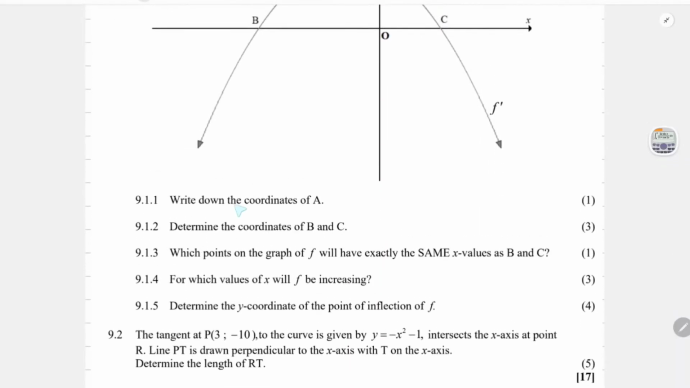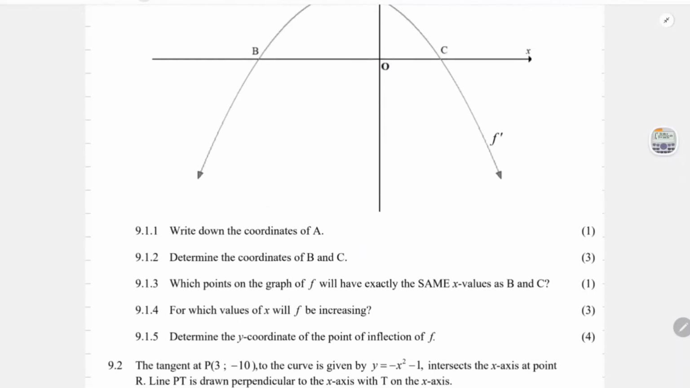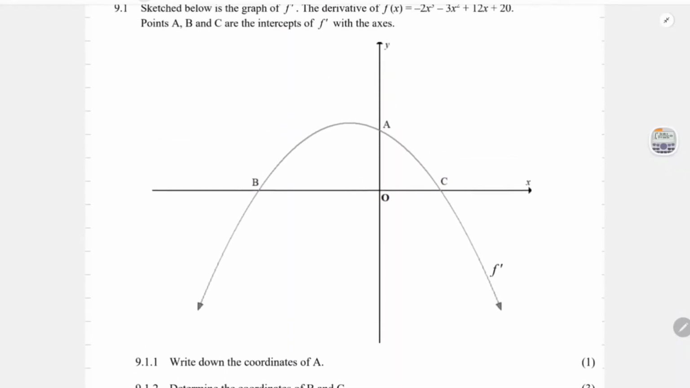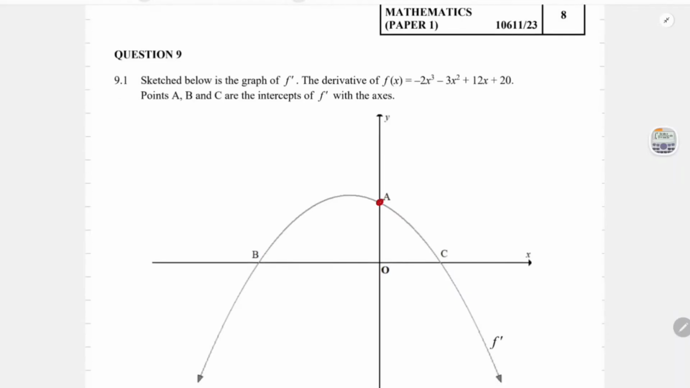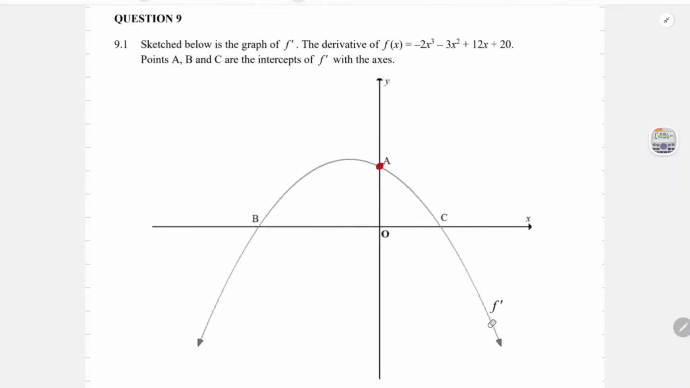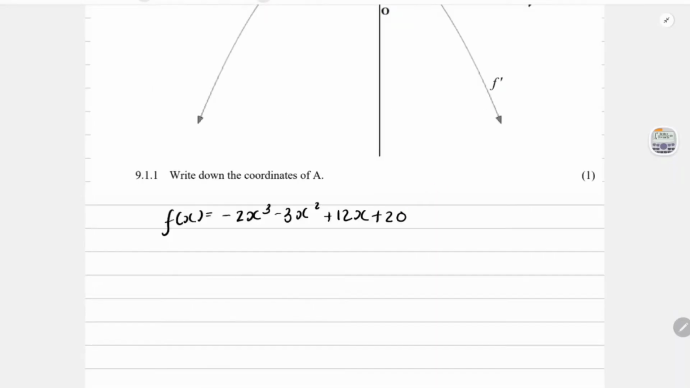The first question is to write down the coordinates of A. Remember that A is a point on the derivative graph. So if they gave you the original function, all you have to do is derive this function and you'd find out exactly what A is. A is intersecting the y-axis, so it is your y-intercept. So we're going to derive that function, see exactly what it gives us, and then find the y-intercept from that. So this is our function.